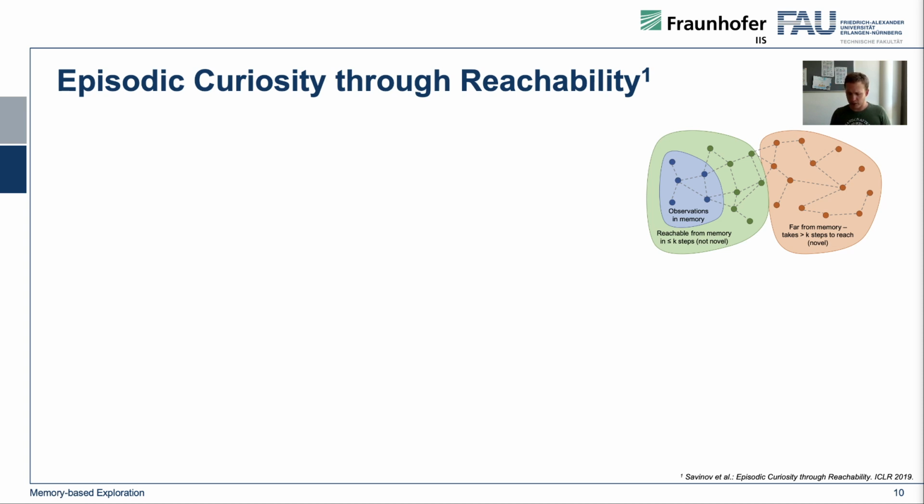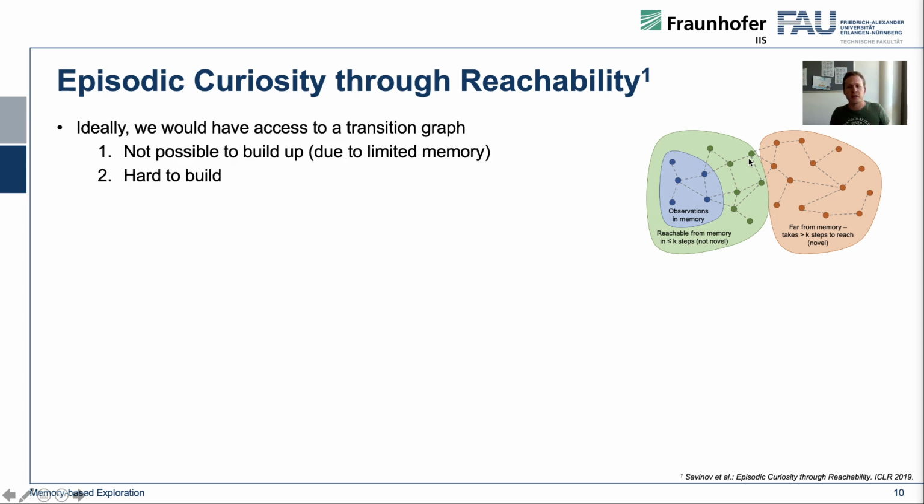So in the ideal case, we would have something like a transition graph that tells us that we can follow through and traverse, where we can say, okay, it just took us like 5 or 6 steps. However, in practice, it's not really possible to build that up because we have restricted memory. We have limited memory, we cannot store everything. And even if we could store it, it's really hard to build such a transition graph because we also have stochasticity in the environment and everything like this.